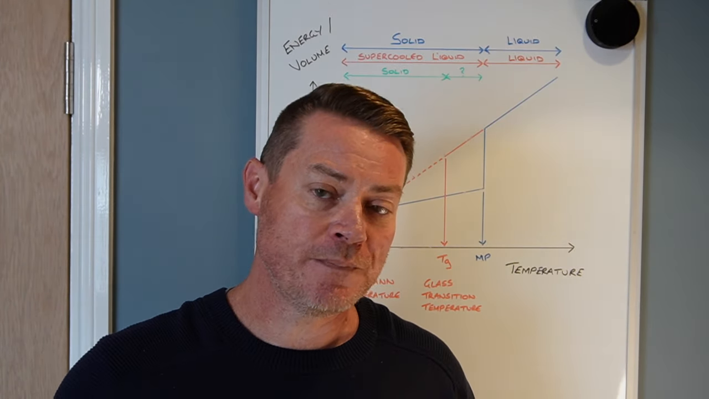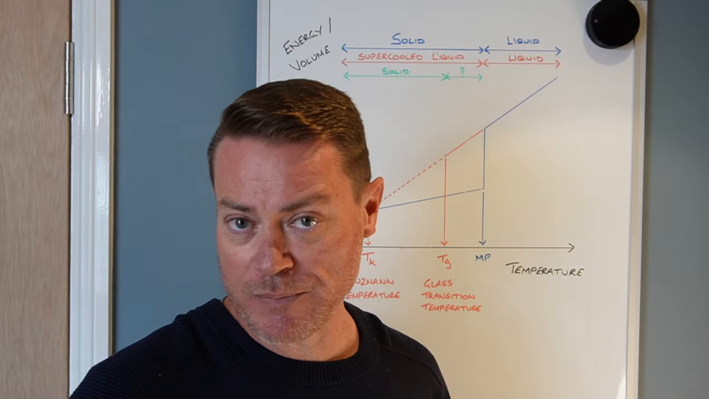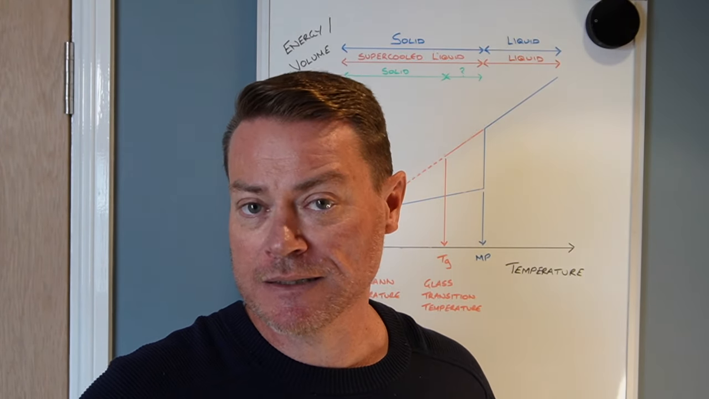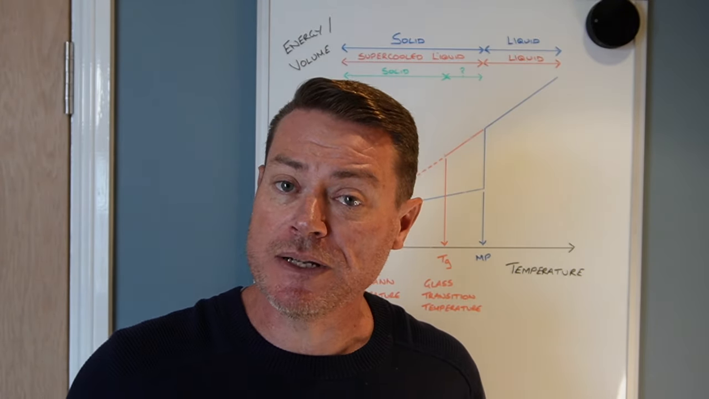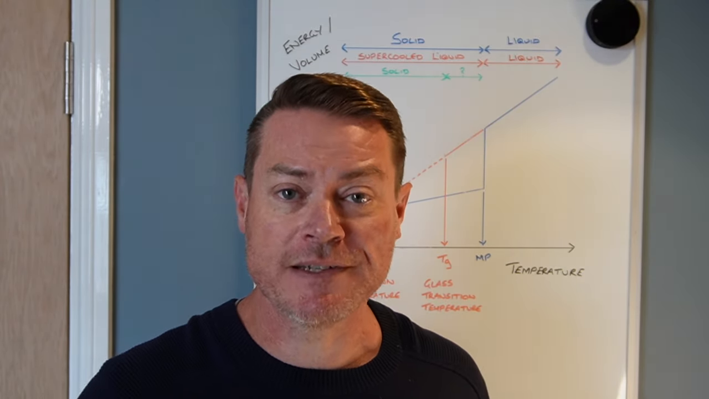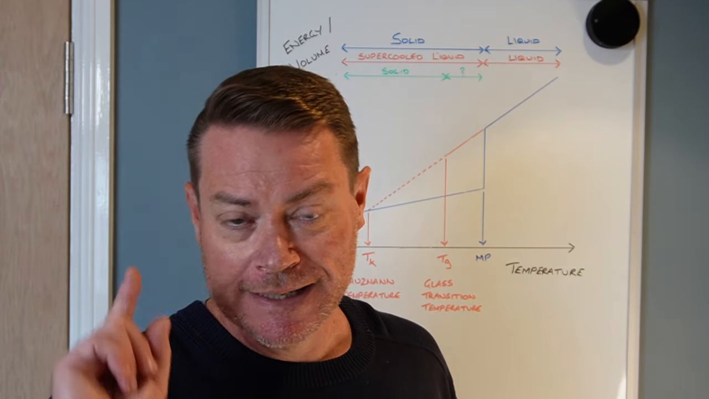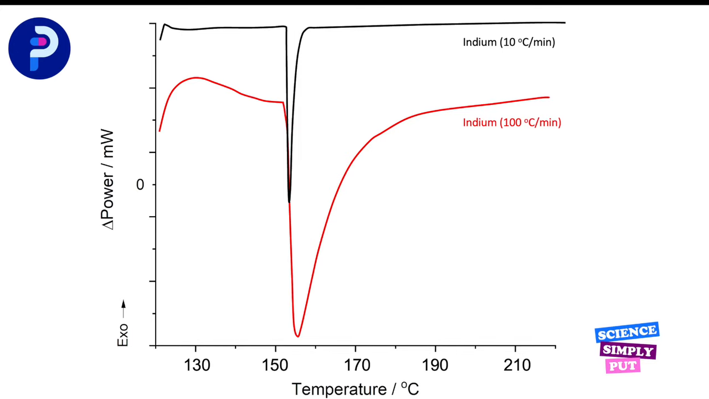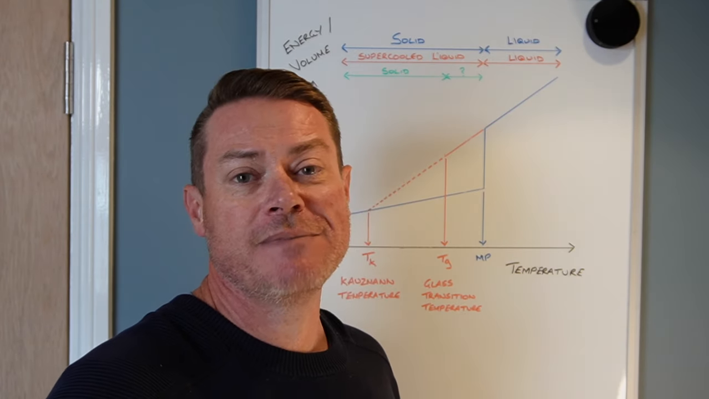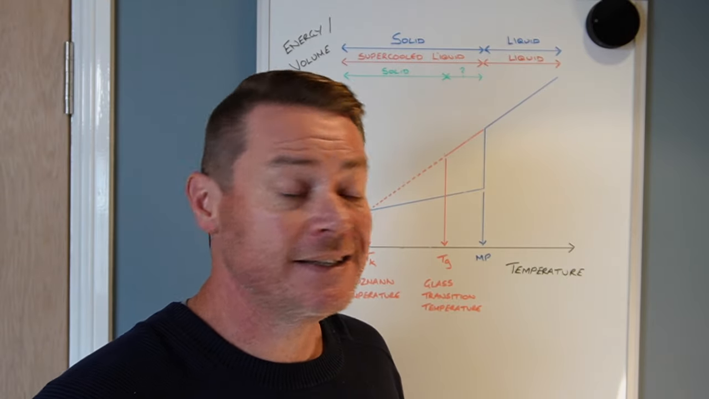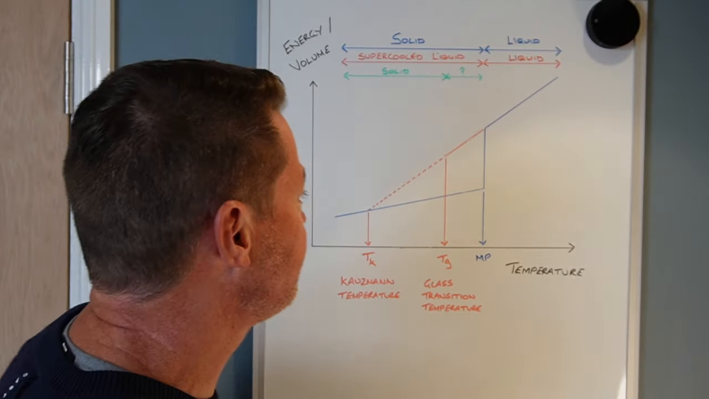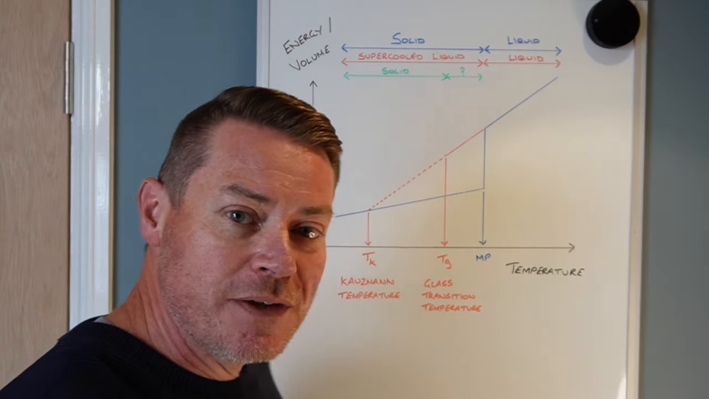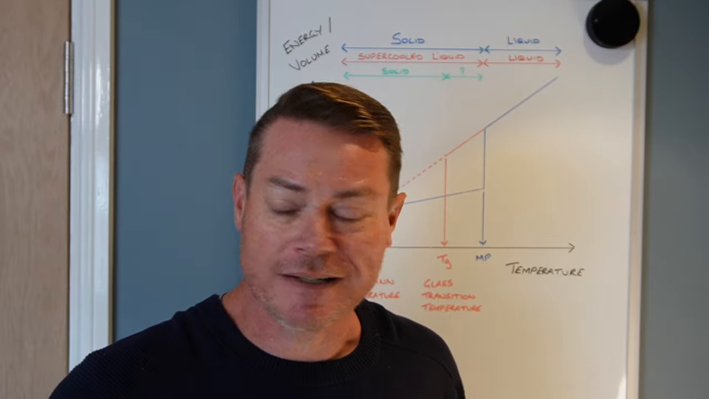Now, if you don't believe me, and you happen to have a differential scanning calorimeter lying around, take a crystalline sample, put it in the DSC, heat it up at say 10 degrees per minute and see what the melting temperature is on your DSC. Then put the same sample in and heat it at say 100 degrees a minute and see what the melting temperature is. You'll see they're the same. So we say that melting is a thermodynamic transition because the only thing that matters is it's got enough energy to melt. And it doesn't matter how fast or slowly we apply that energy, it will always melt at the same temperature.